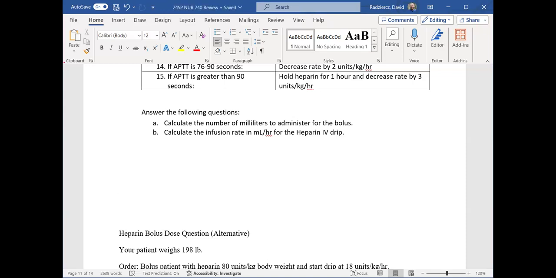As I did in the previous micrograms per kilogram per minute question, I always start with the patient's weight. You can start however you want, but that's how I always do it. I'm going to show this the more traditional way, and then I'll show you the shortcut way. It tells me to start a bolus at 80 units per kilogram. So I'm going to take 90 times 80, and I'm going to get 7,200 units.